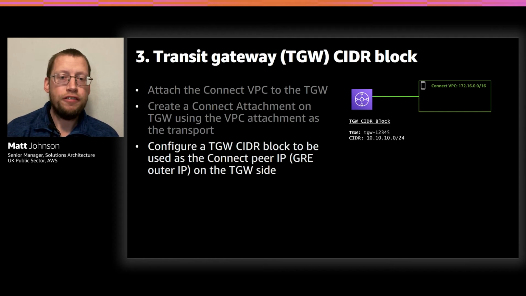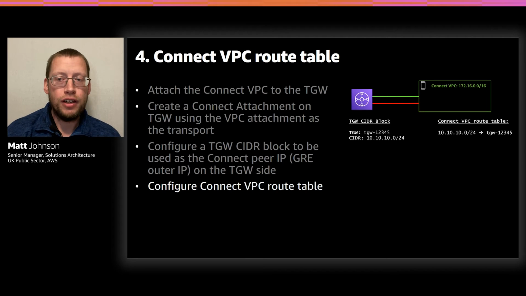On the transit gateway itself, we configure a transit gateway CIDR block, which will be used for the peer IP side of the Connect peer connection. So in this case, we've added a /24 IPv4 block, 10.10.10.0/24. So that's been configured onto that transit gateway. We then have to configure the VPC route table in the Connect VPC to provide instances that are launched within that Connect VPC a route to that CIDR block. And so that will configure a route for the 10/24 network to our transit gateway attachment.